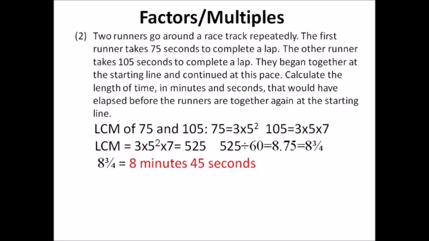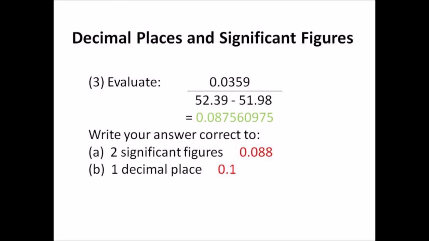Okay, number 3. When you use a calculator, you would get 0.0875609. Then write that correct to two significant figures. Remember, zeros at the front are not significant, or at the back. So you go to the 87, so it becomes 88 because there's a 5 after the 7. And then one decimal place, 0.1, one number after the point, 0.1 because there's an 8 after the 0.